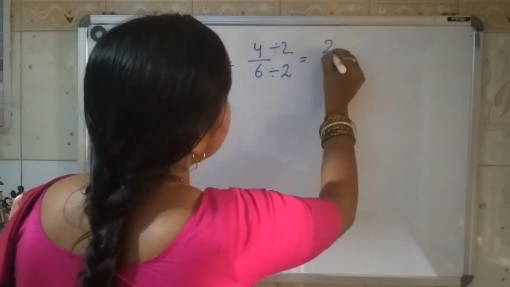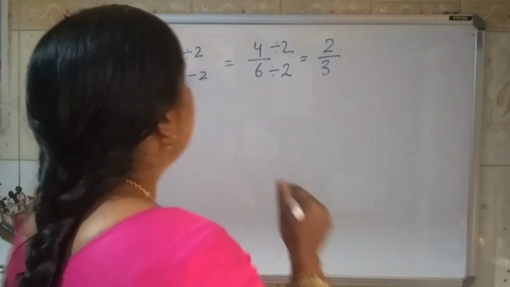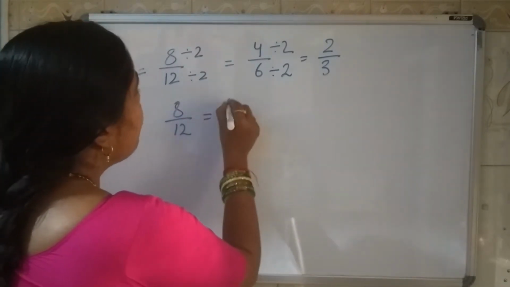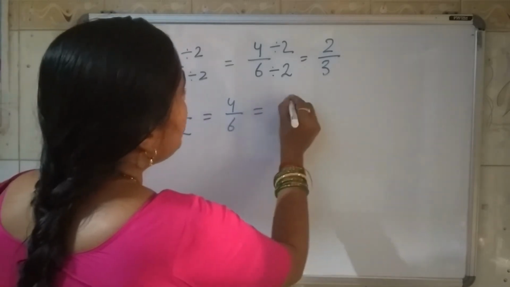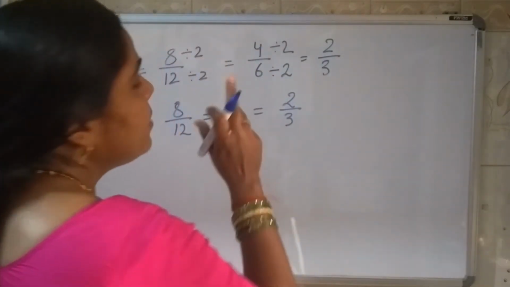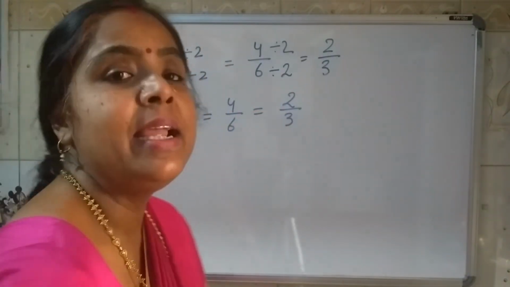This is 2/3. Now, is 2/3 divisible by any number? No. So we can say 8/12 or 4/6 or 2/3, these are all equivalent fractions. So the first example I explained by multiplication, and the second example I explained by division.